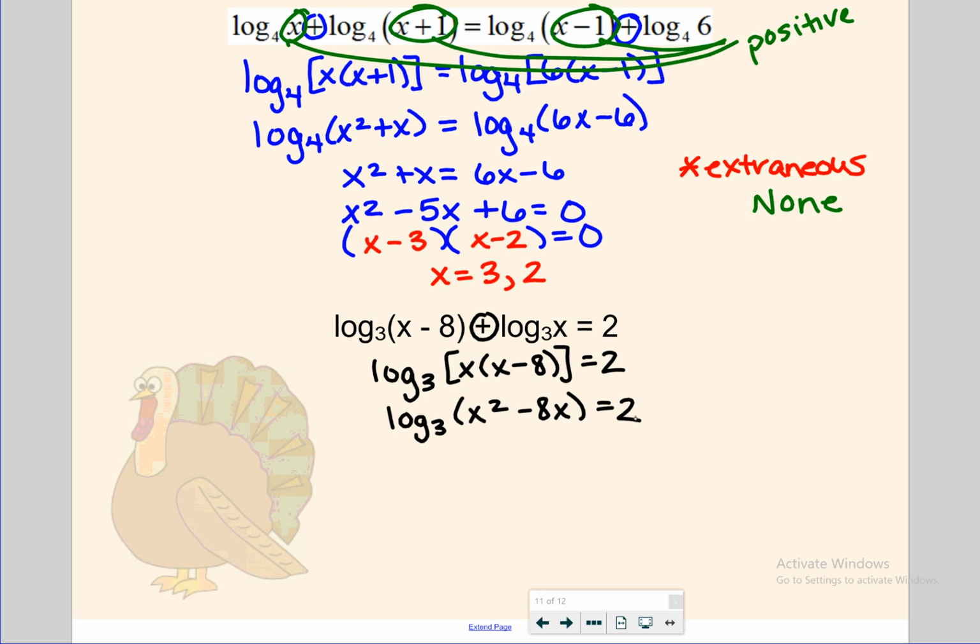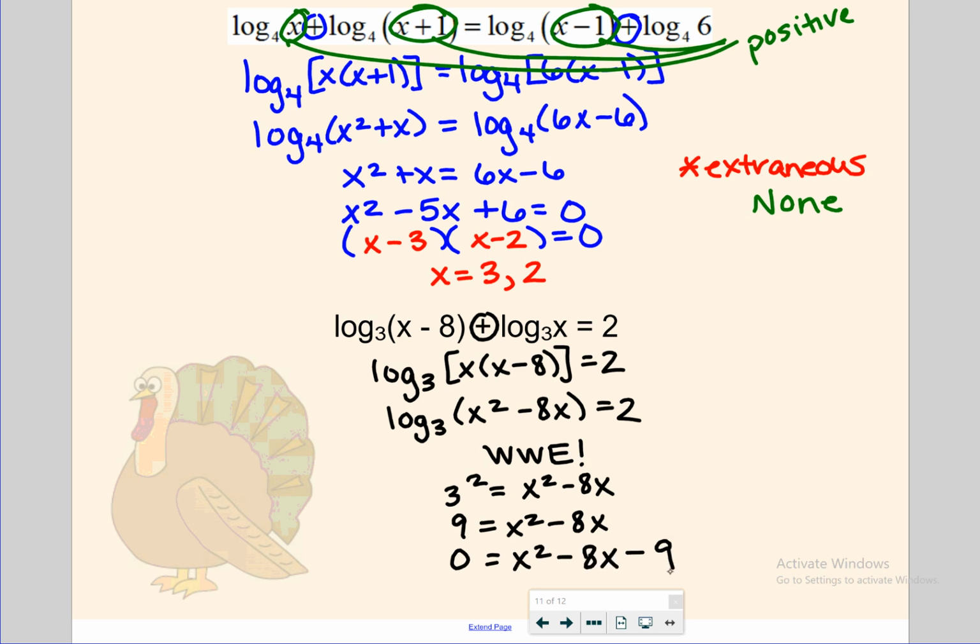So now I condensed, but I can't just get rid of the log because I don't have a log on both sides. I can't compare apples to apples. So instead, we're going to use the strategy we used in the first example. I have a single log. I got it alone. What's the next thing we do? Right, with exponents. So if I wrote this with exponents, it would be 3 squared equals x squared minus 8x. 9 equals x squared minus 8x. Subtract 9, x squared minus 8x minus 9. Does that guy factor?